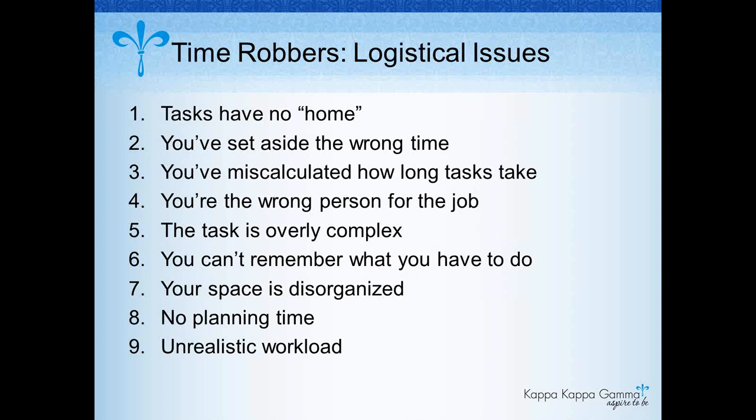And then Julie Morgenstern, in her book Time Management from the Inside Out, talks about time robbers. And she breaks them down into 3 separate sections. One is logistical issues, one is external realities, and one is psychological obstacles. And she talks about having a home for your tasks. And what she means by that is you haven't set aside a specific time for it.